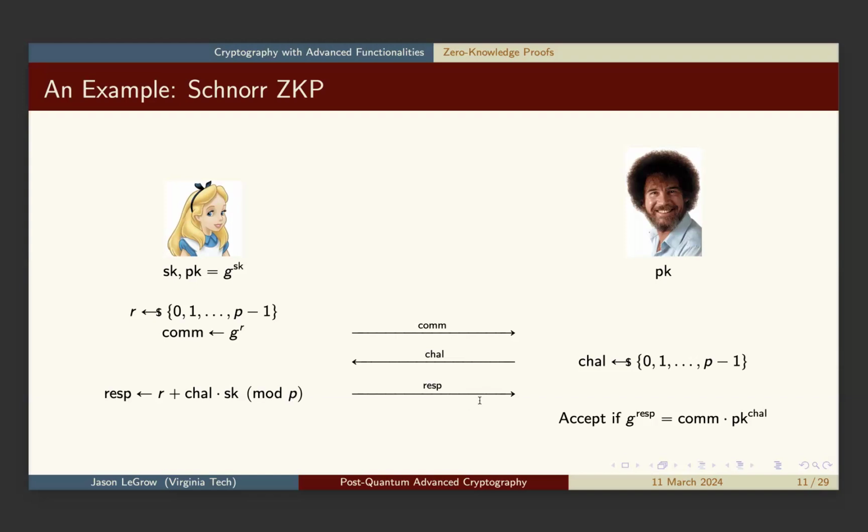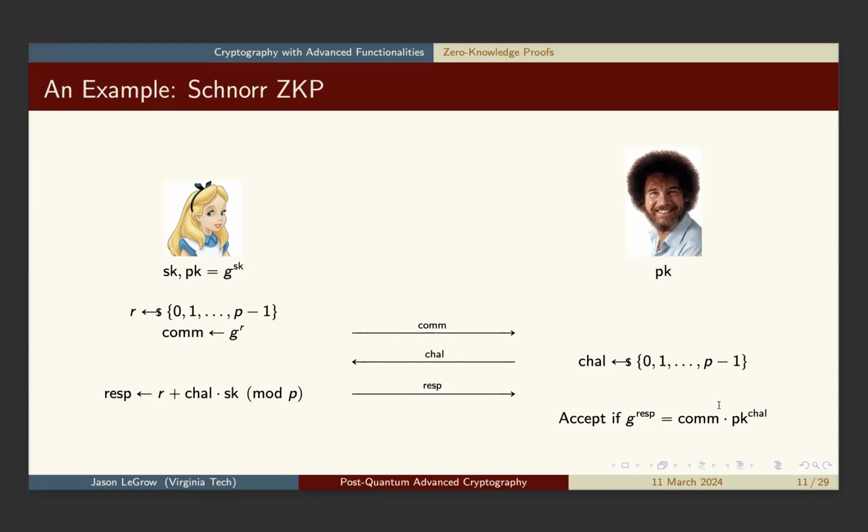mod p. And then Bob is going to compute everything in the exponent. So g to the power of the response, that's going to be g to the power of r plus the challenge times the secret key. And he's going to check that that's equal to the commitment times the public key to the power of the challenge. There's a lot of sans serif text here, so it's maybe hard to parse what's going on. But if we look closely, the commitment, that's g to the power of little r.